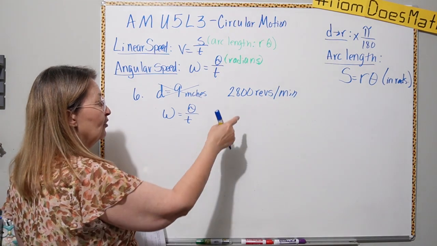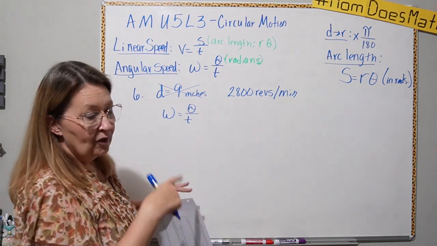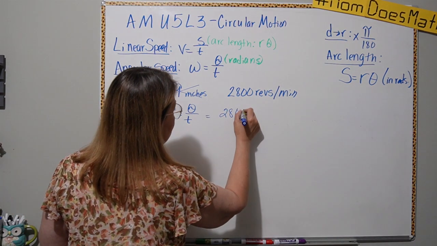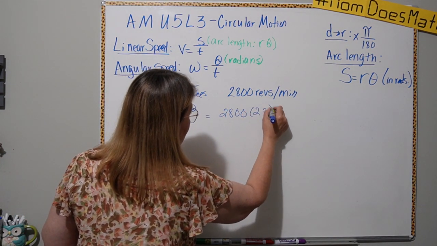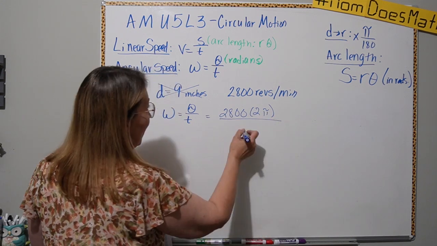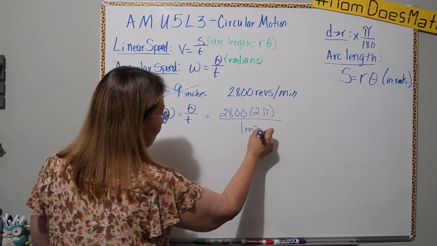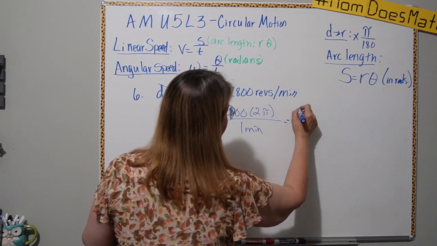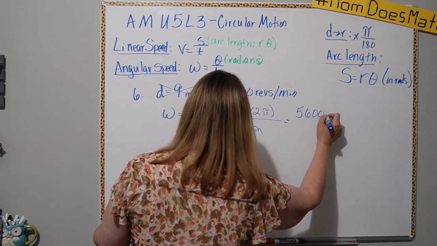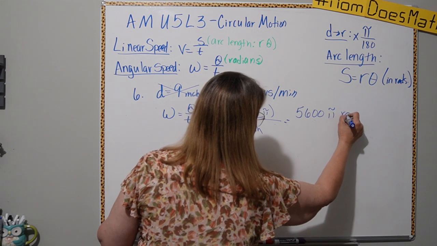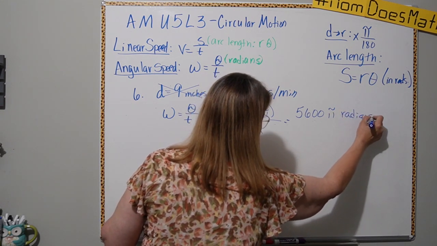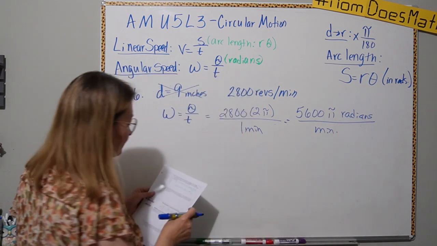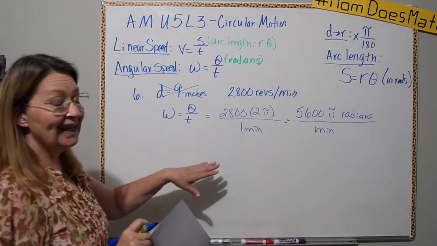All right, what we do need is theta. And that is the number of revolutions times one circle. And since we want this in radians, we're going to do 2,800 times 2 pi. Now your time is just going to be 1 minute. All right, when you multiply 2,800 times 2 pi, you're going to get 5,600 pi, and that is radians per minute.